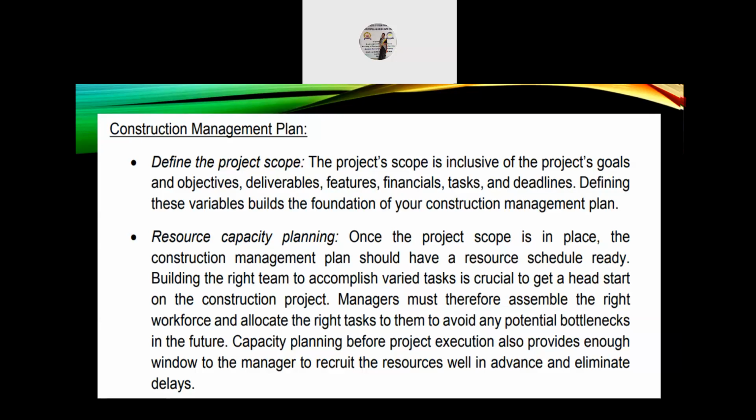Next point is resource capacity planning. Once the project scope is in place, the construction management plan should have a resource schedule ready. So building the right team to accomplish varied tasks is crucial to get a head start on the construction project. Managers must therefore assemble the right workforce and allocate the right task to them to avoid any potential bottlenecks or problems in the future. So capacity planning before project execution also provides enough window to the manager to recruit the resources well in advance and eliminate delays.